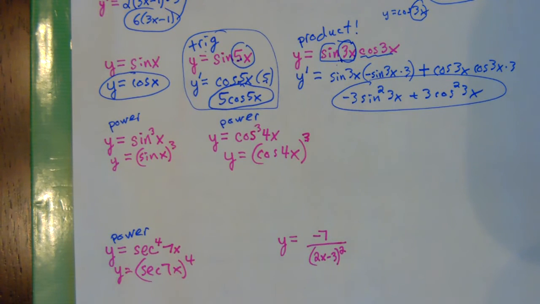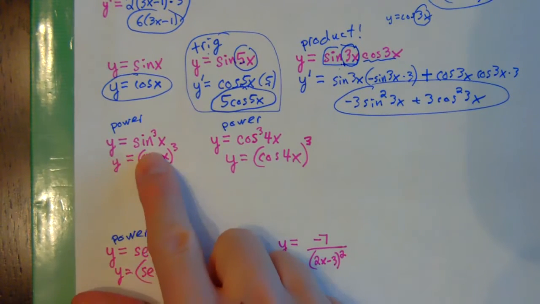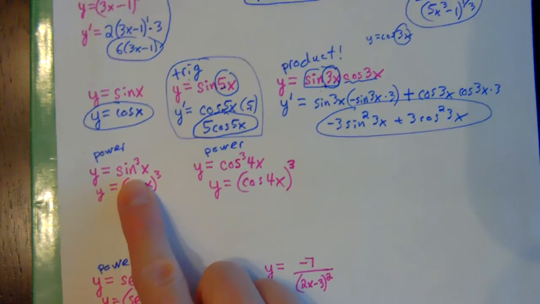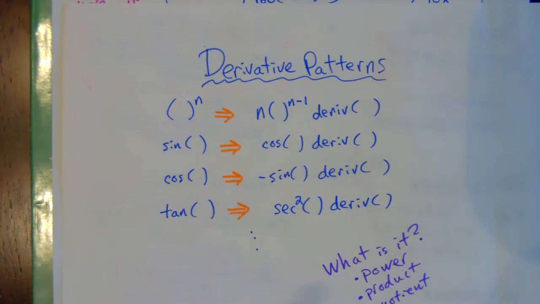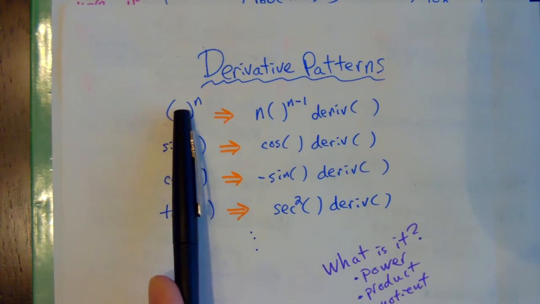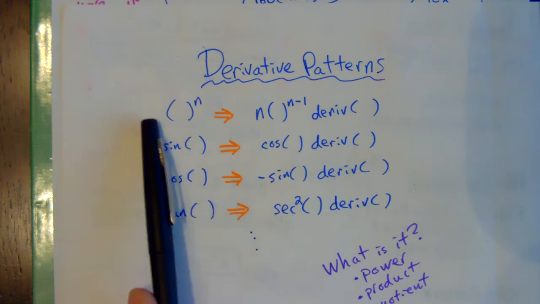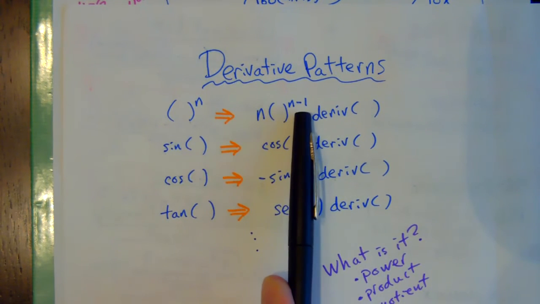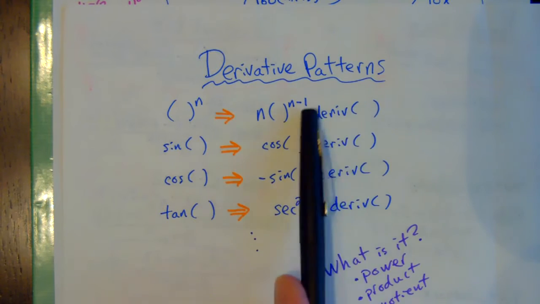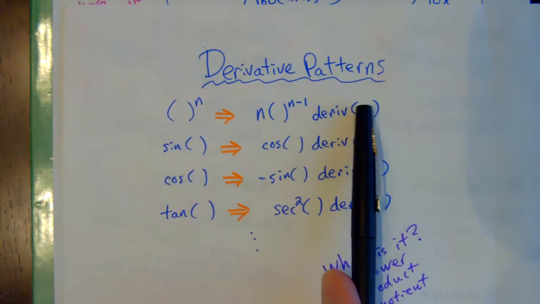Now, what I'm thinking here, this is a power. This is something raised to a power. And so the pattern that we're using is this very first pattern. I don't care what's inside there. If it's something raised to a power, I'm going to multiply by the power, leave that inside alone, decrease the power by 1. Then I'll concern myself with the inside, and I'll do the derivative of the inside piece right there.